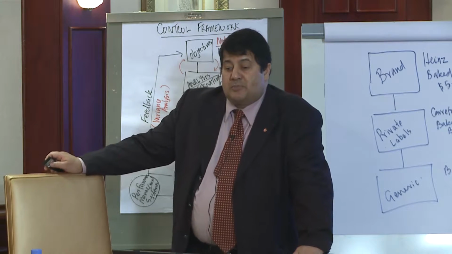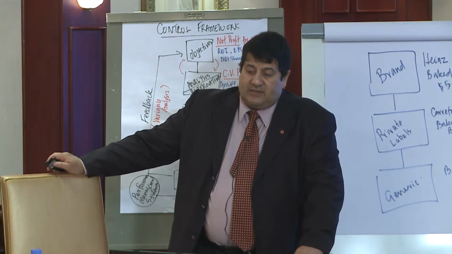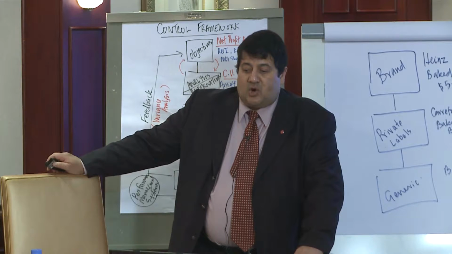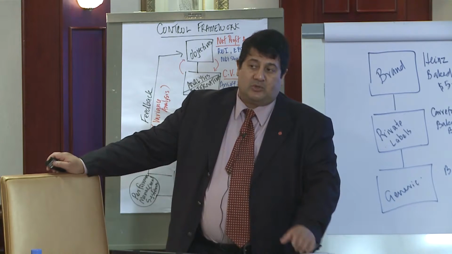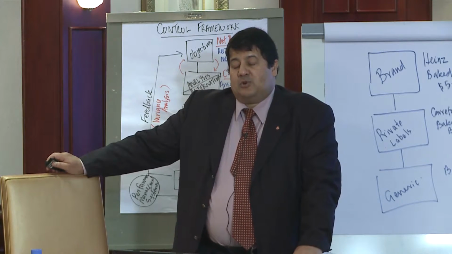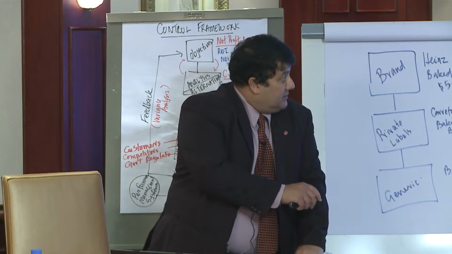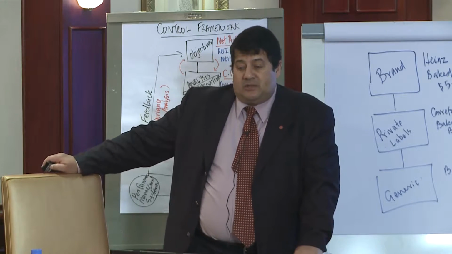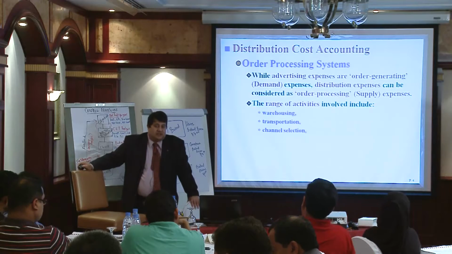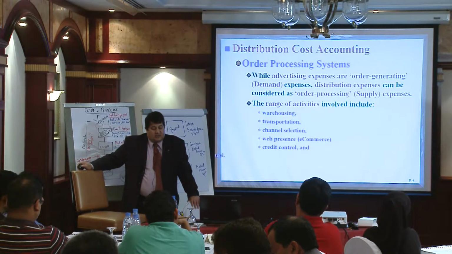So we are talking about order processing systems. While advertising expenses are order generating, demand related, distribution expenses can be considered as order processing or supply expenses. I remember I told you that promotion is the one that is demand, everything else is supply related, and those come under distribution cost accounting. The range of activities, note the word activities, include warehousing, transportation, channel selection, web presence or e-commerce, credit control, and inventory control. All of these are part of order processing systems.